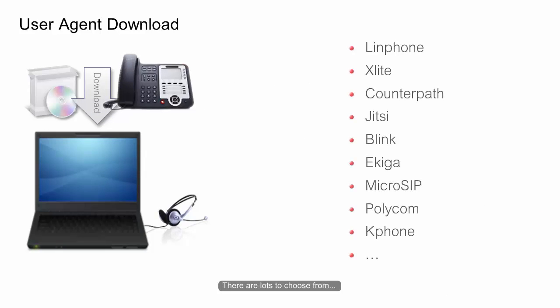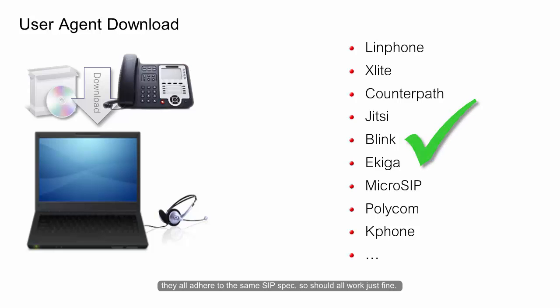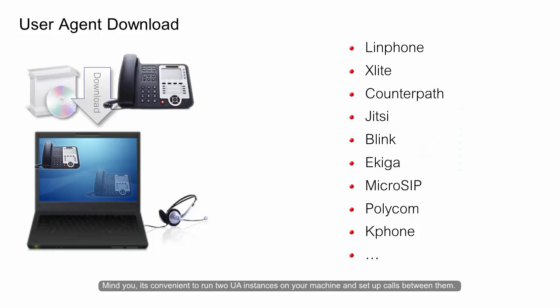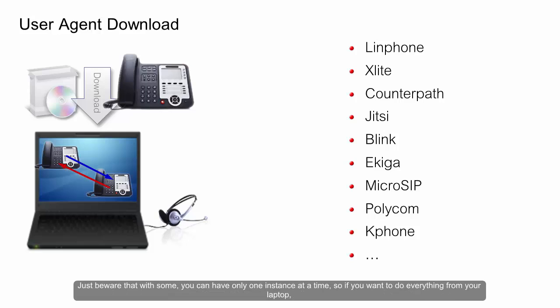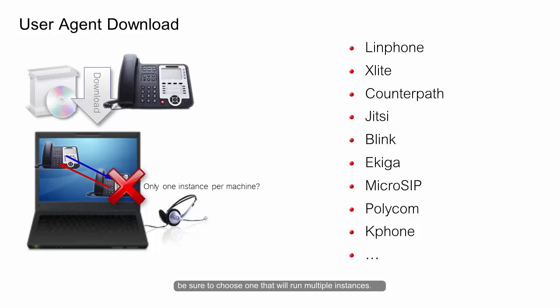Okay, let's download a software user agent to your computer. There's lots to choose from: Linphone, Xlite, Counterpath. They all adhere to the same SIP spec, so should all work just fine. Mind you, it's convenient to run 2 instances on your machine at the same time and set up calls between them. Just beware that with some, you can only have 1 instance running at a time.